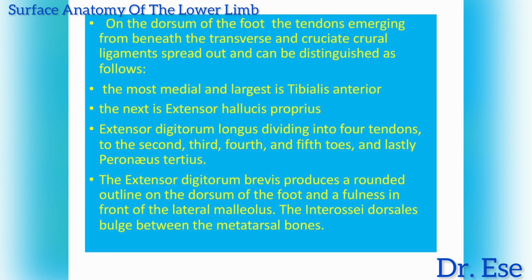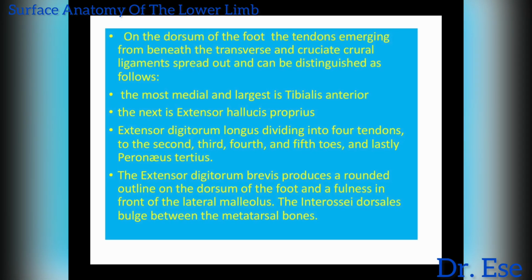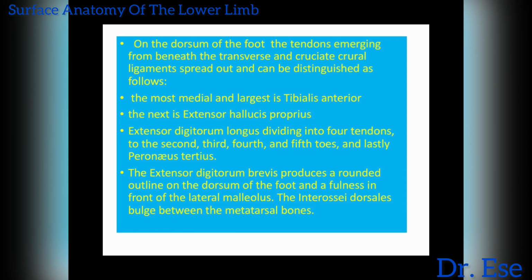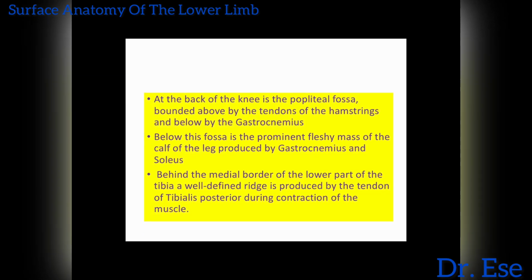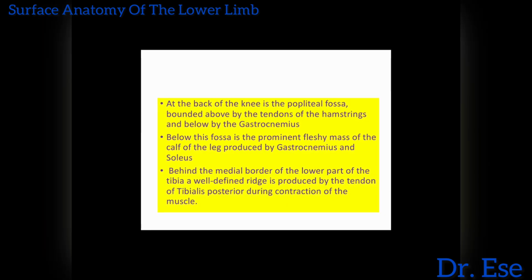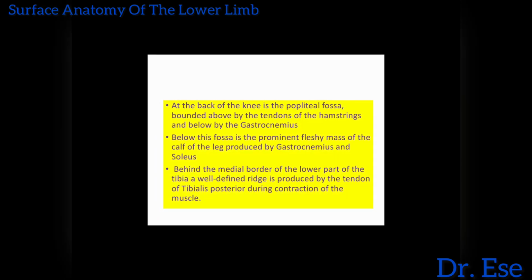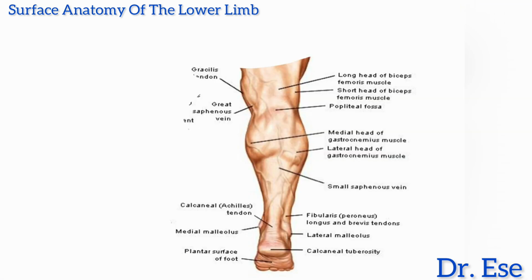The extensor digitorum brevis produces a rounded outline of the dorsum of the foot and a fullness in front of the lateral malleolus. The interossei dorsales bulge between the metatarsal bones. At the back of the knee is the popliteal fossa, bounded by the tendons of the hamstrings, and below by the gastrocnemius. Below this fossa is the prominent fleshy mass of the calf of the leg, produced by the gastrocnemius and the soleus. Behind the medial border of the lower part of the tibia, a well-defined ridge is produced by the tendon of tibialis posterior during contraction of the muscles.